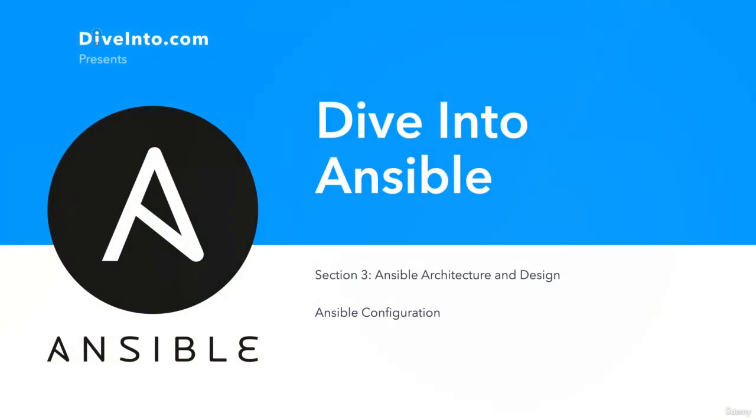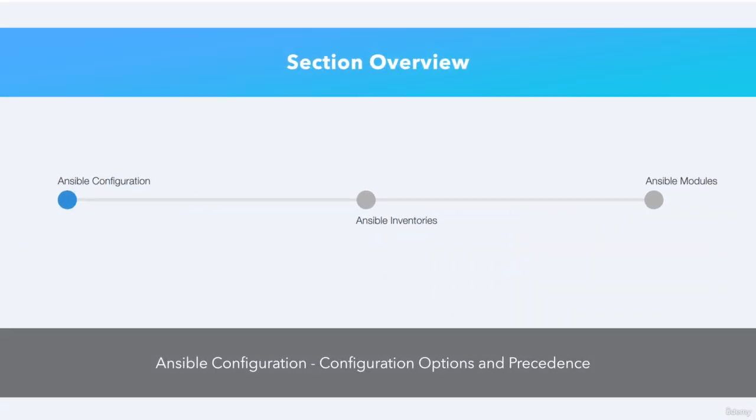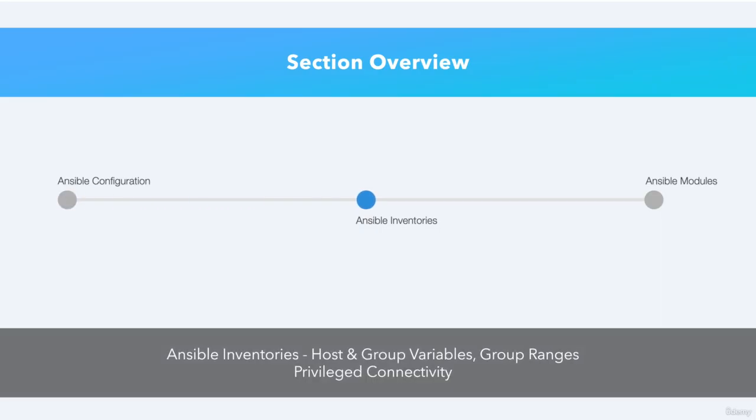Hello and welcome to the third section of this course, Ansible Architecture and Design. In this section, we're going to be looking at the Ansible configuration, Ansible inventories, how we can apply host and group variables, how we can simplify groups with ranges, how we can configure the inventory to allow root connectivity, and how Ansible can be used with different target configurations.